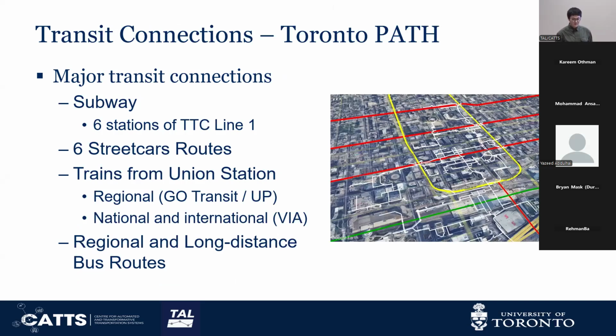So the Toronto Path Network provides easy access to the transit network. For example, it connects with the Toronto Subway Line 1 at 6 stations. It also connects with 6 streetcar routes operated by the TTC. The path connects with Toronto Union Station, where you can get on trains operated by GO Transit, which are regional trains, and also operated by VIA, national and international trains. And you can also walk to the Union Station bus terminal, where you can hop on regional and long distance buses.